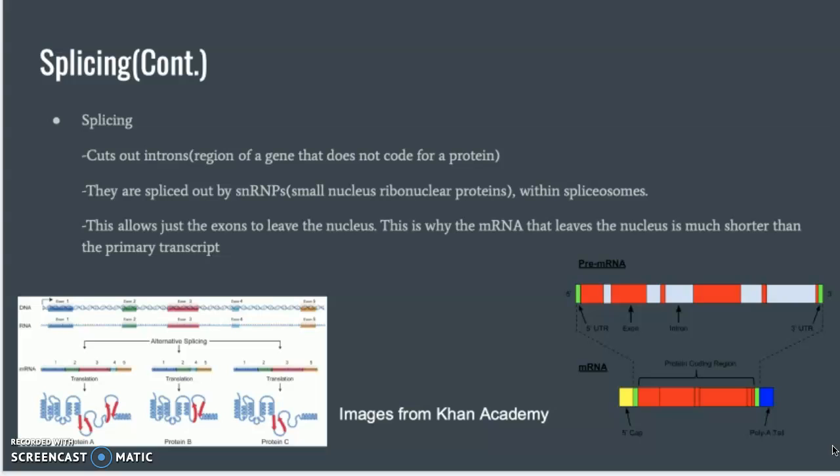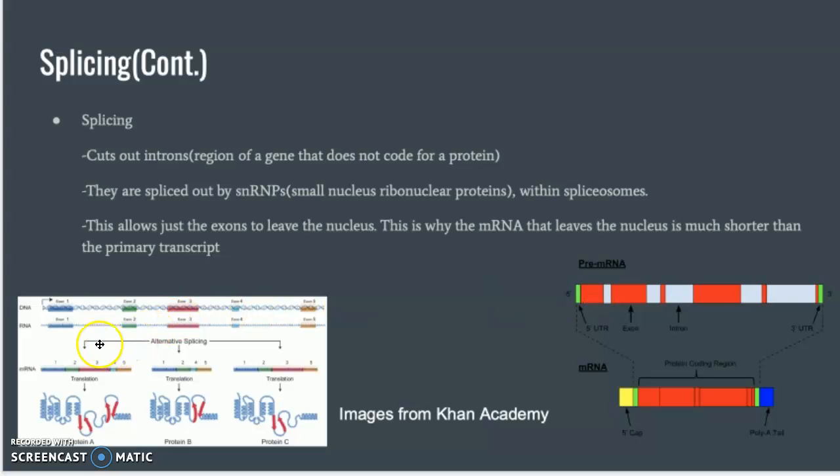And these are actually spliced out by these parts. These introns are being spliced out by snRNPs within spliceosomes, which help with this splicing process. This allows just the exons to leave the nucleus, and this is why the mRNA that leaves the nucleus is much shorter than the primary transcript.